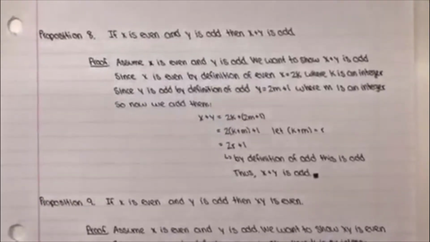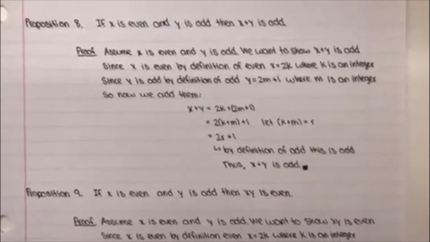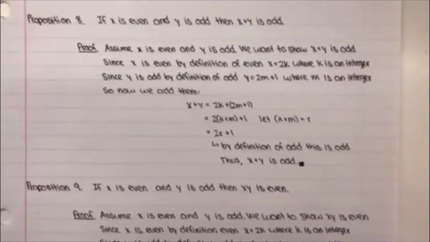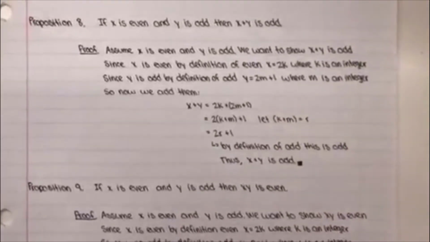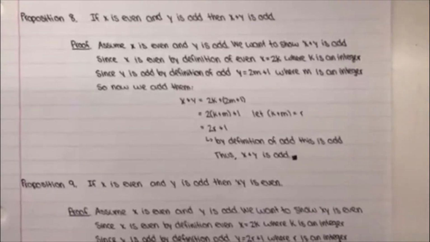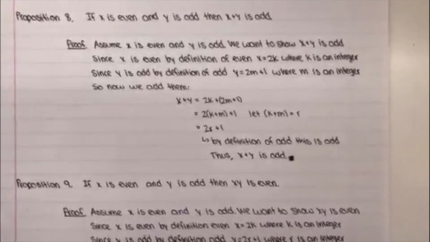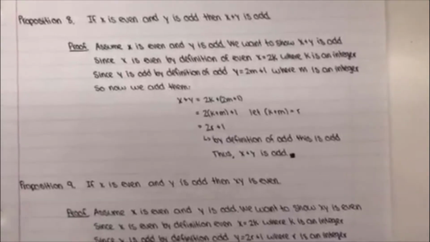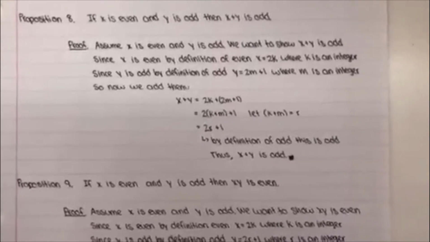Now we will look at proposition 8. If x is even and y is odd, then x plus y is odd. So here's the proof. Assume x is even and y is odd. We want to show x plus y is odd. Since x is even, by definition of even, x will equal 2 times k, where k is an integer. Since y is odd, by definition of odd, y is equal to 2m plus 1, where m is an integer. So now we add them. x plus y will equal 2k plus 2m plus 1.